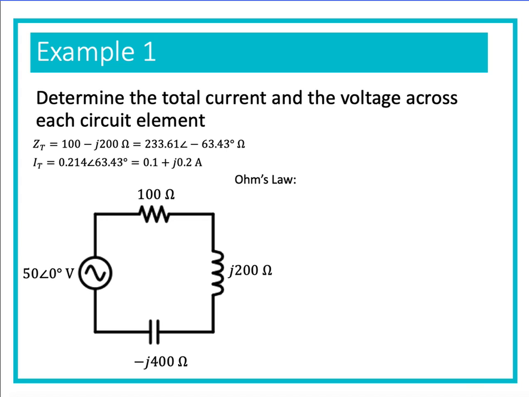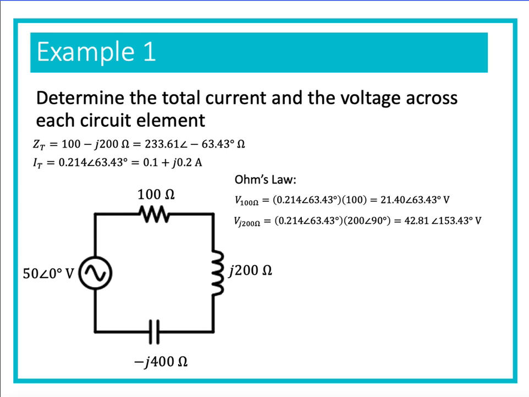So we're going to just use Ohm's law this time. We could use the voltage divider rule if we wanted to. It works, but we're going to use Ohm's law because we already found the current anyway. So we take the current in the 100 ohm resistor, multiply it by 100, and we get 21.4 at an angle of 63.43 degrees volts. For the J200 inductor, we do the same thing. We take the current times the impedance, and we get 42.81 at an angle of 153.43 degrees volts.